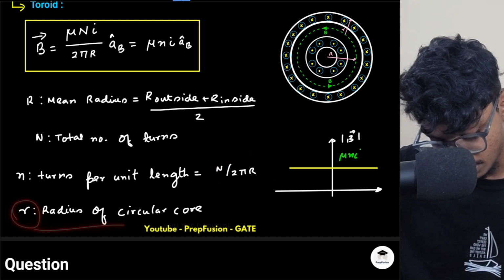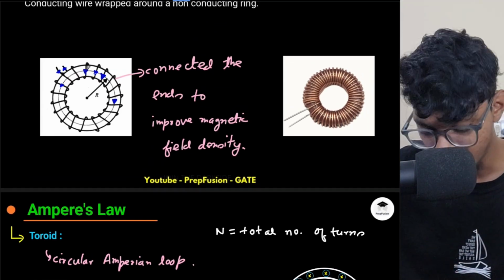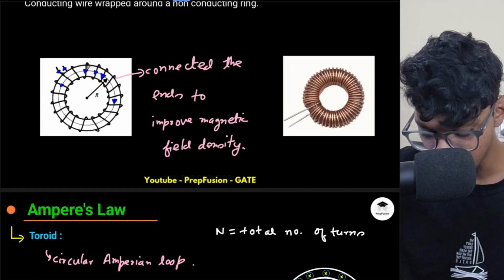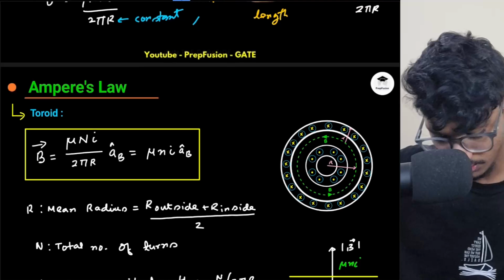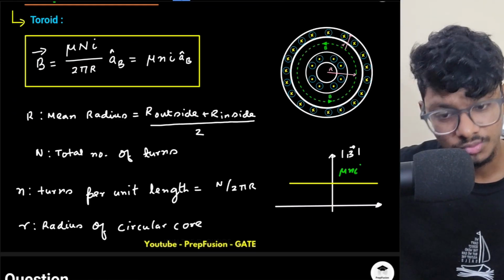And what is small r? Small r is the radius of the circular core, because the core is also circular, just like a ring, right? So it is also circular, and small r is the radius of the circular core. Okay, so I hope you get the point. Now let's do a small question on this.